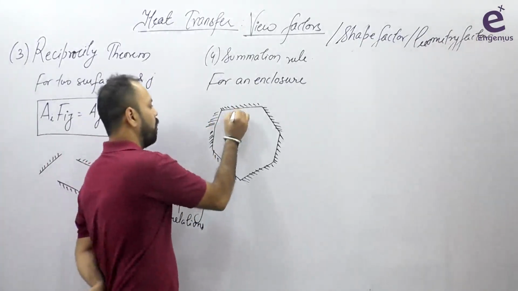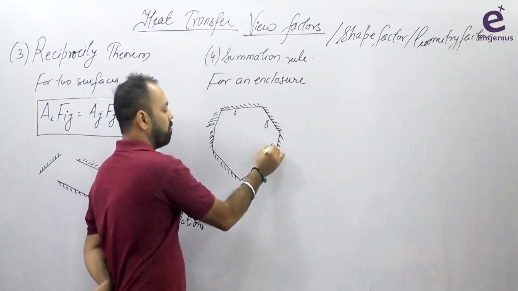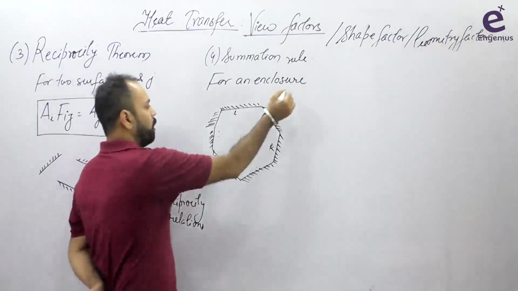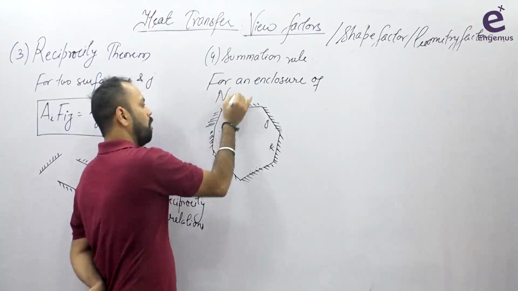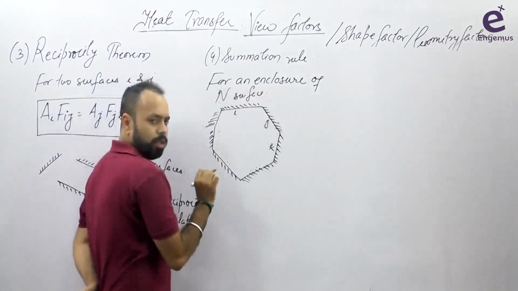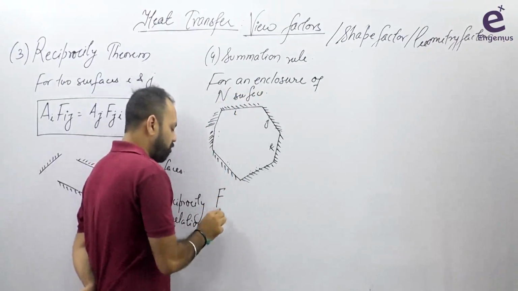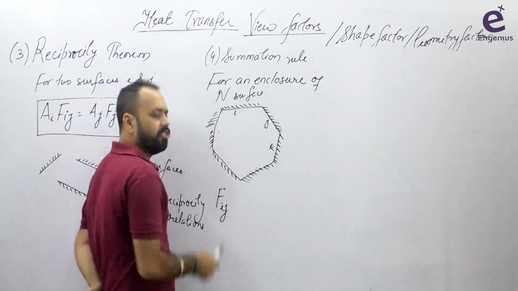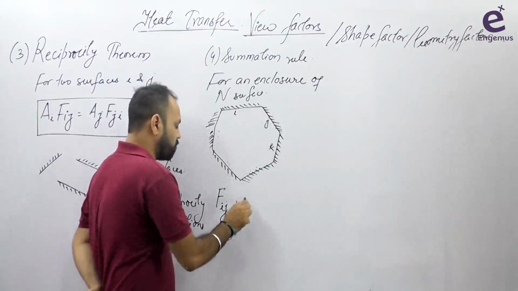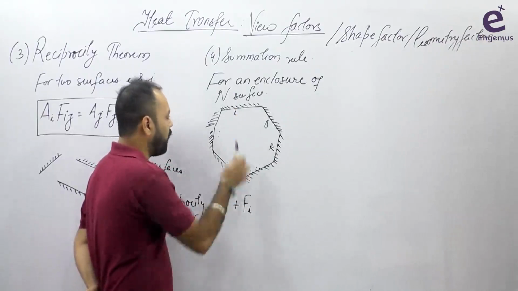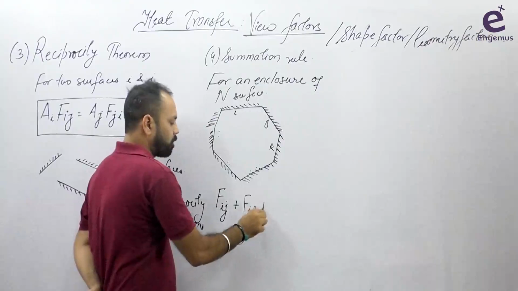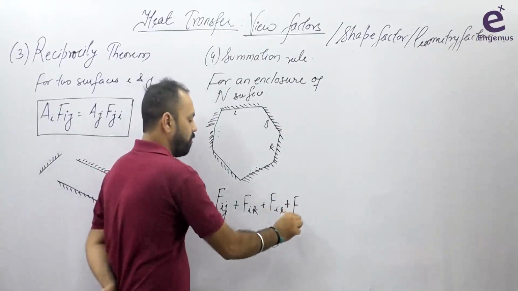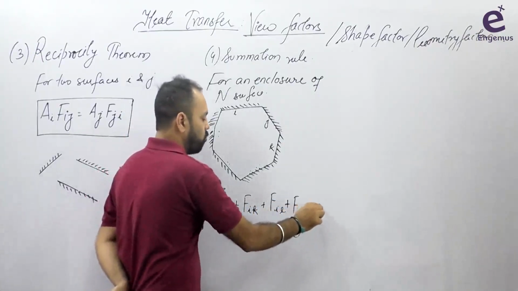This is surface I, this is surface J, this is surface K, and so on. There are n surfaces, right? For an enclosure of n surfaces, आप कोई भी एक surface पकड़ो, right? Suppose I am taking surface I. Now the fraction of radiation which is leaving surface I and reaching surface J, some fraction will reach surface J. The fraction leaving surface I and reaching surface K, reaching surface L, reaching surface M, and so on.